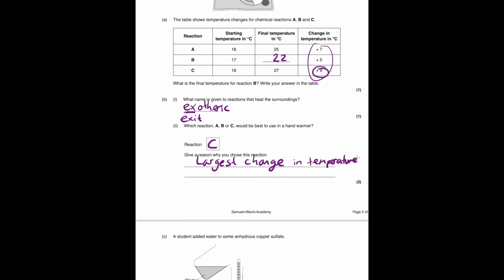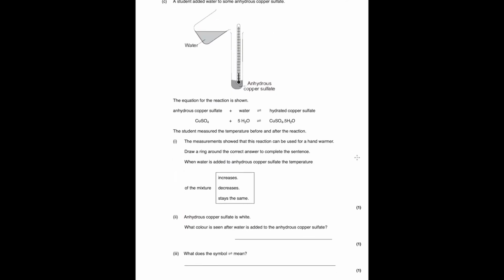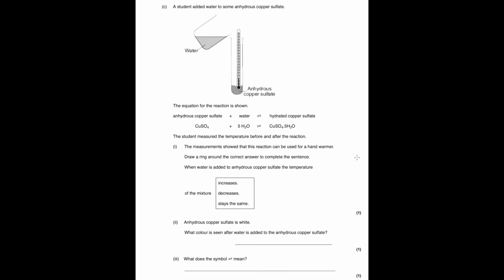Okay, so part C we are adding water to anhydrous copper sulfate. So similar to that reaction from question 1, but instead of cobalt chloride, we are using copper sulfate. So the measurements showed that this reaction could be used for a hand warmer. So when we are wanting a hand warmer, we are wanting it to be warm, and therefore the temperature must have increased in this reaction.